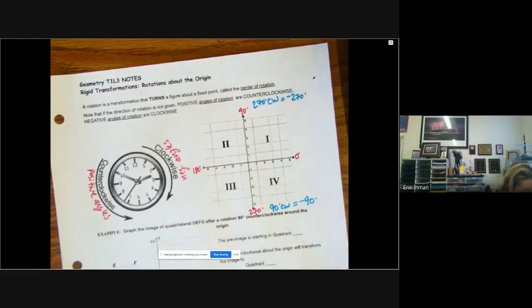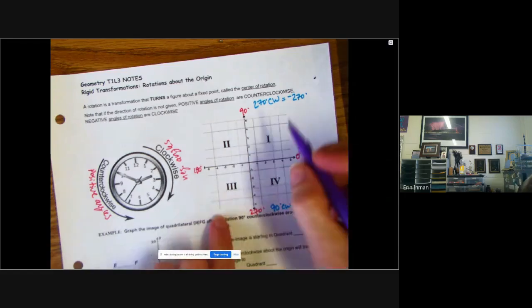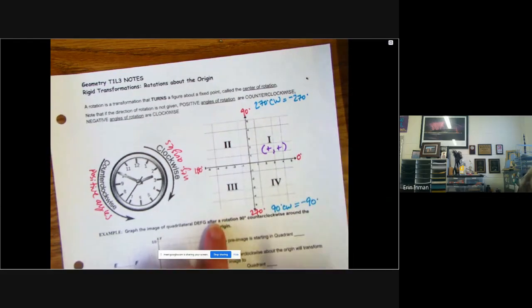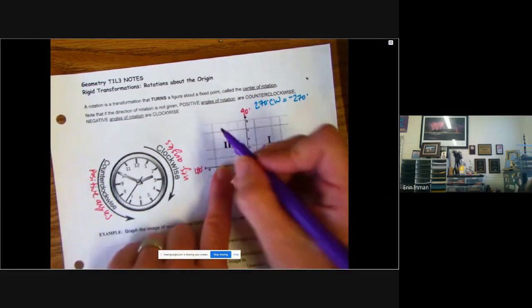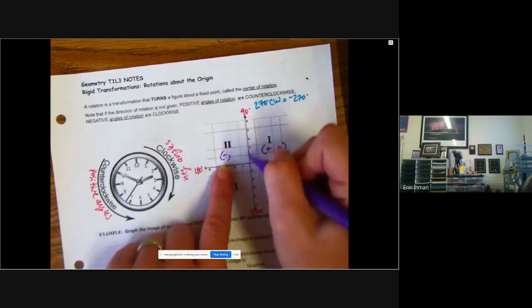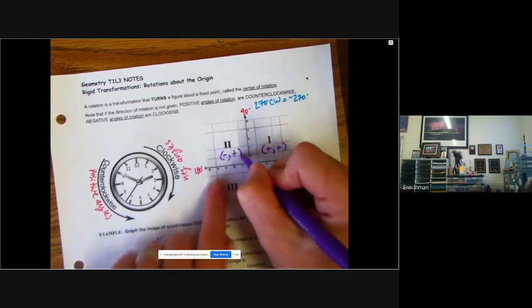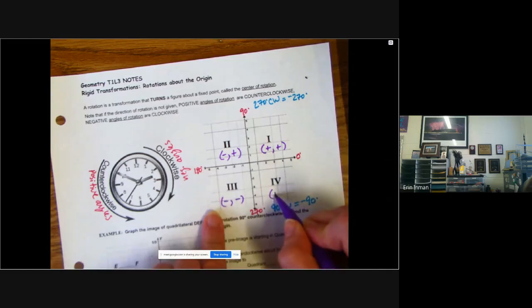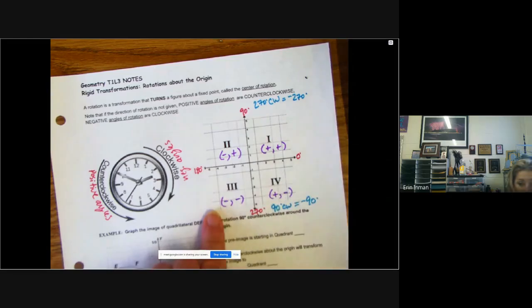And then the other thing I want us to be aware of is a quick review of the signs in the quadrants of our x and y coordinates. Thinking back, in quadrant 1 every ordered pair's x coordinate is positive and every y coordinate is positive. When we go to quadrant 2, our x's are negative and all of our y coordinates are positive. In quadrant 3, everything's negative. And in quadrant 4, my x's are positive and my y's are negative.